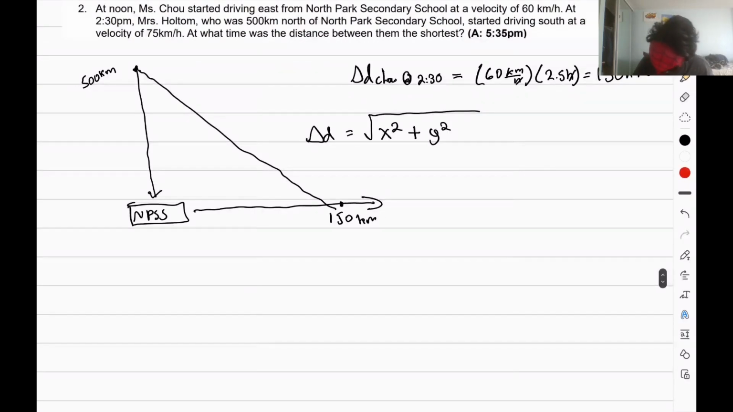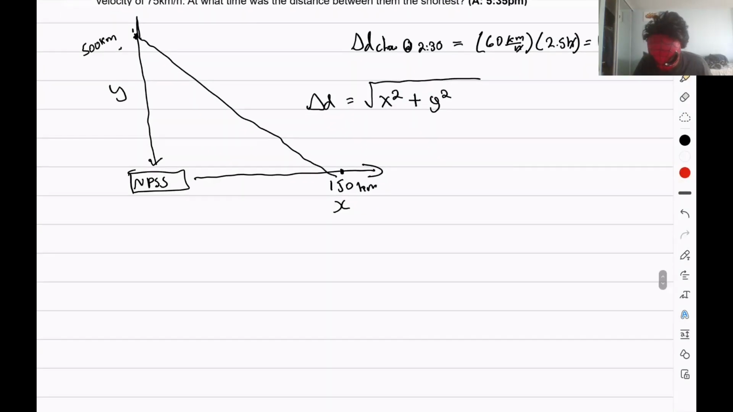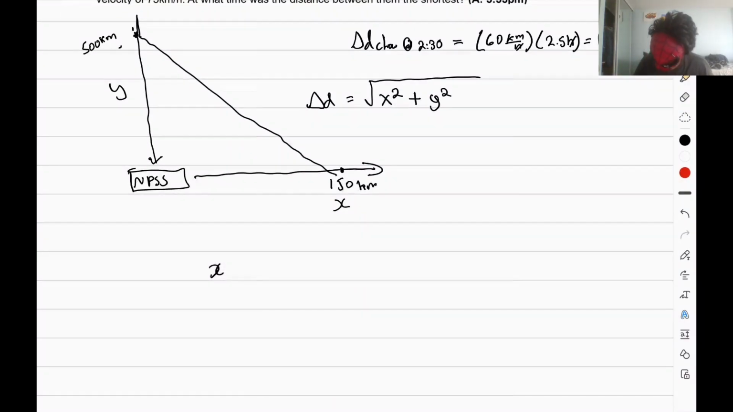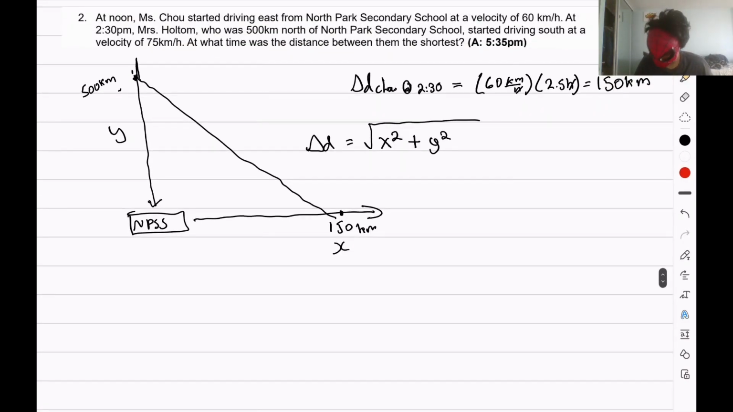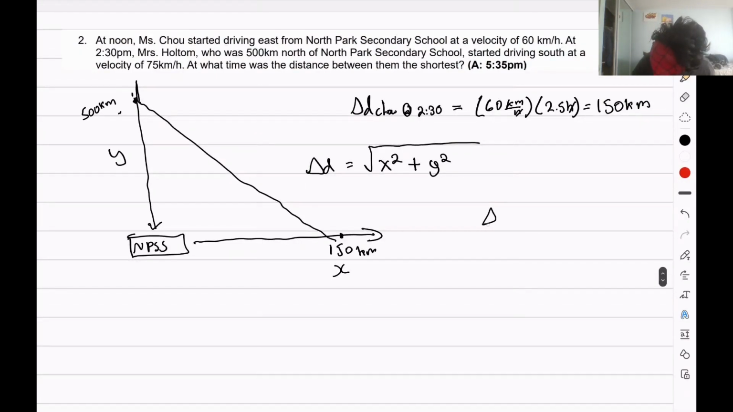Let's look at x, which I'll label as the distance Ms. Chow is away from the school, the east component, and y, the distance Ms. Holtum is away from the school, the y component. To know about x, we have to state a frame of reference for time, which we established earlier as when they both are on the road. So at 2:30 p.m. we'll state that time is equal to 0. That is our reference point for time.